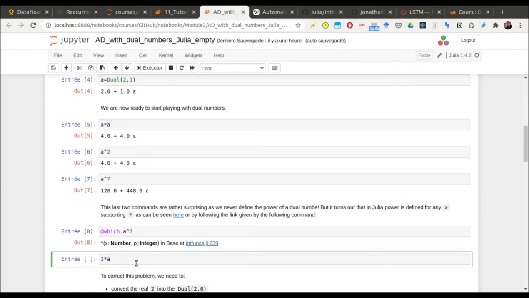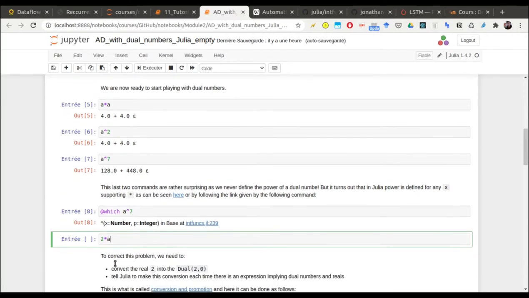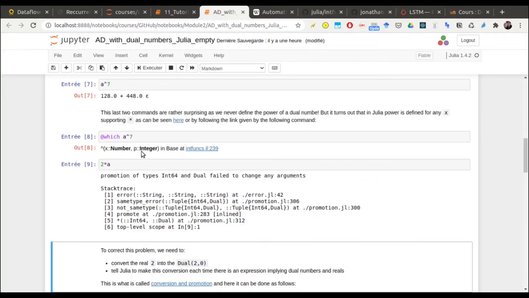Okay. So now let's try. Do you think this will work? 2 times A. Well, since there is a problem below, I guess the answer is quite trivial. So this is not working, okay? Because I did not explain to Julia how to multiply a number with a dual number.